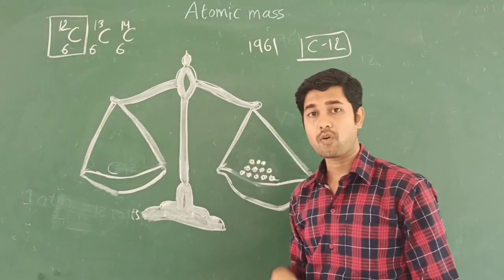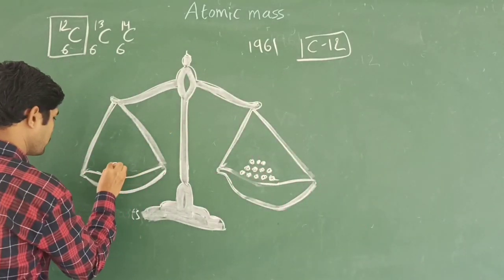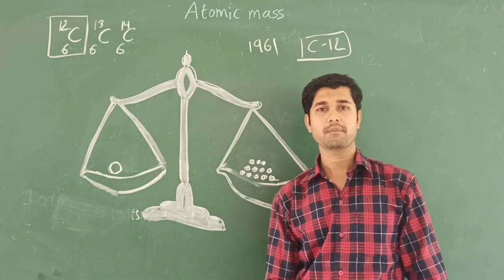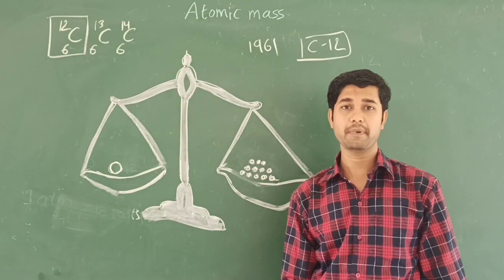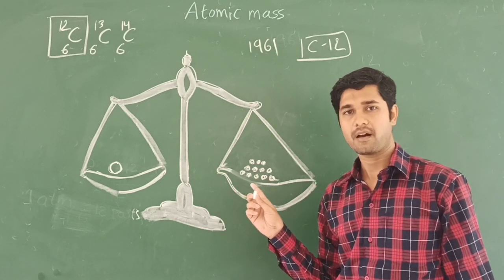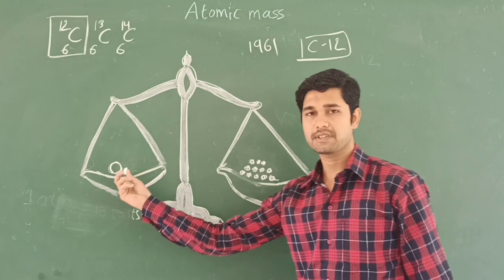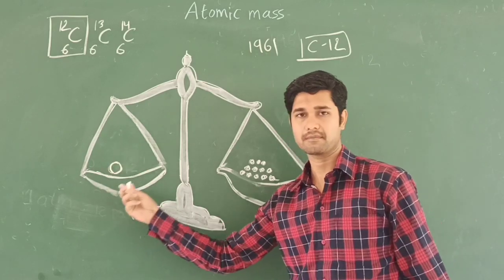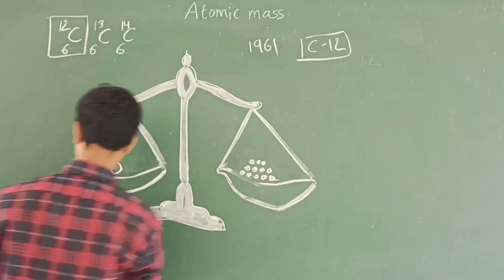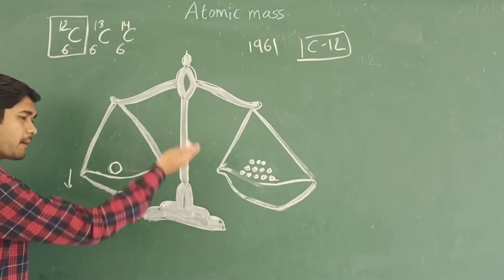I am going to take the oxygen element. I am going to get the oxygen atom. You know that the oxygen atomic number is 8 and its atomic mass will be 16. So now, is it balanced? No. Obviously its weight is more. This is a heavier atom. Oxygen is a heavier atom than this carbon. So that's why the measuring pan goes downwards and this one goes upwards.